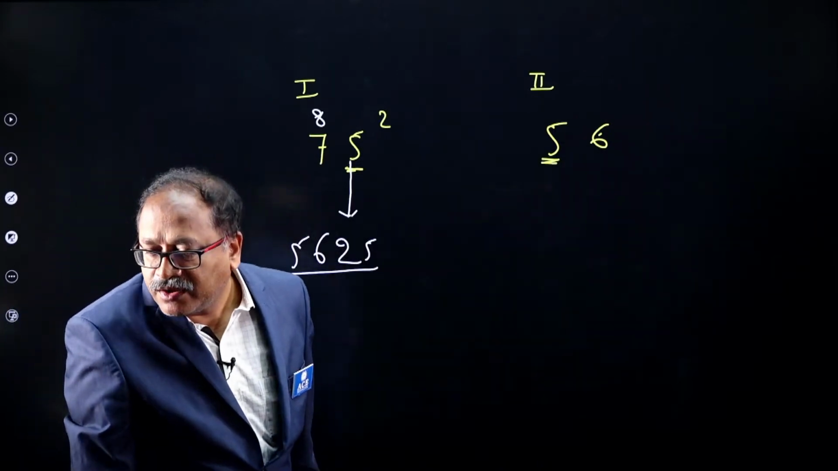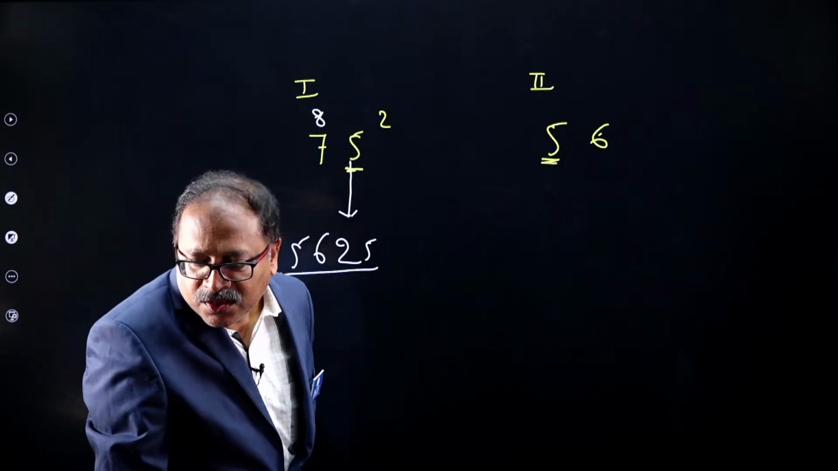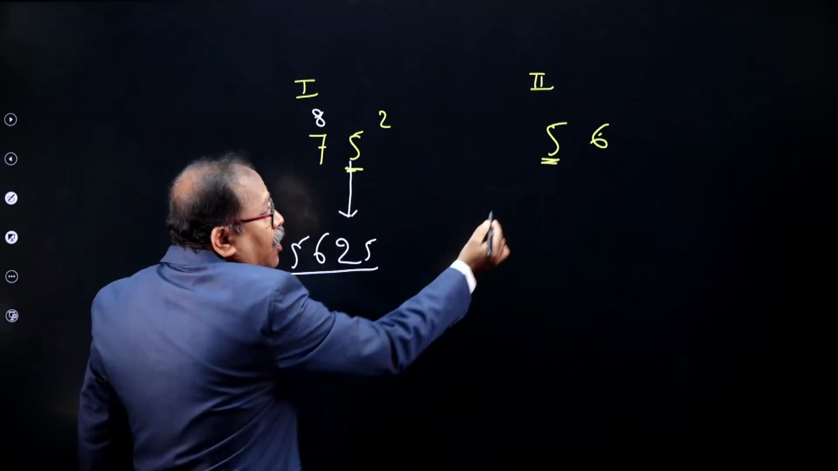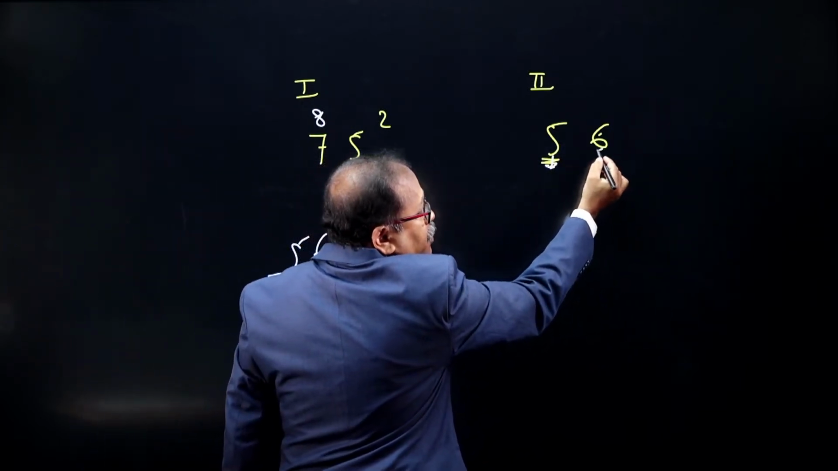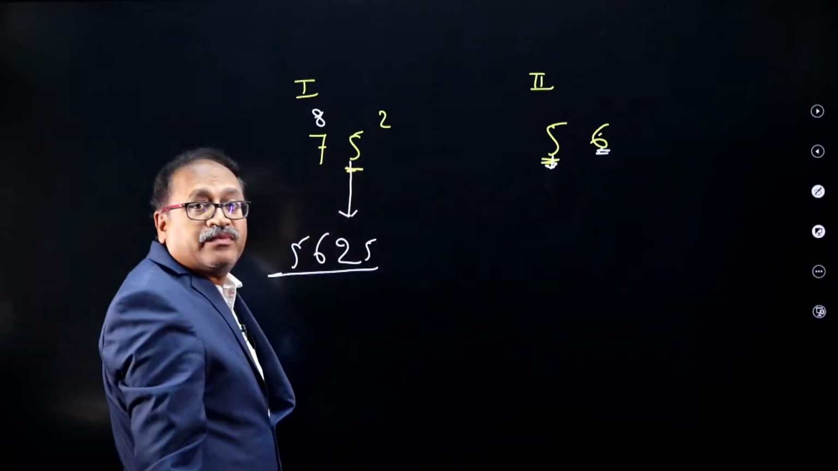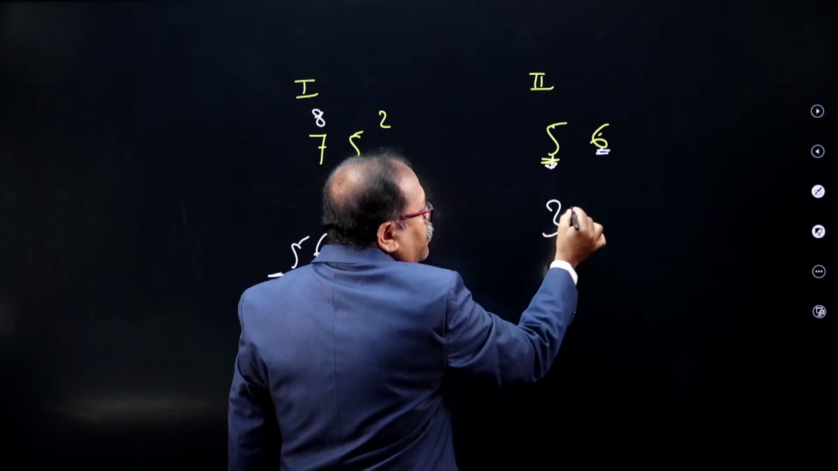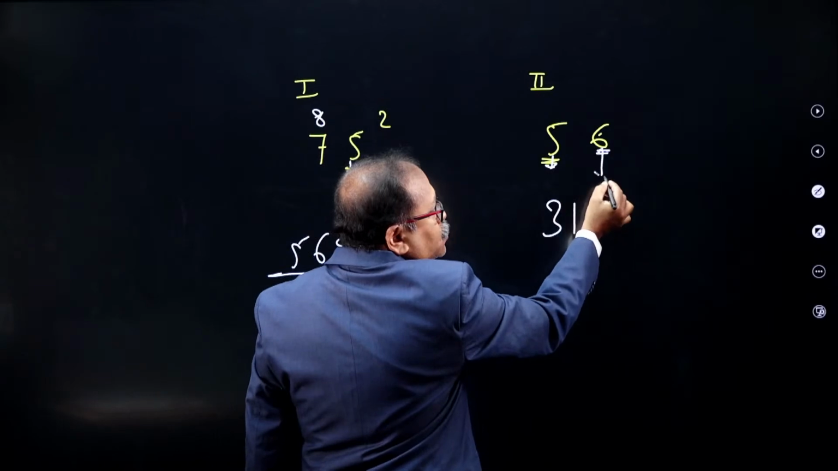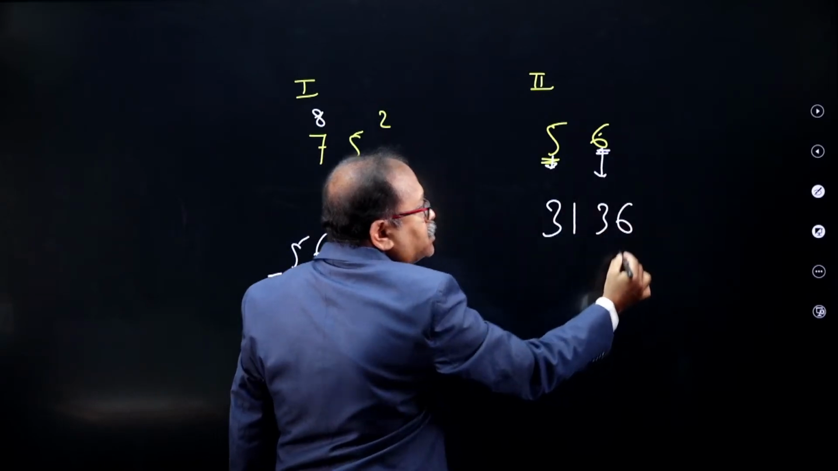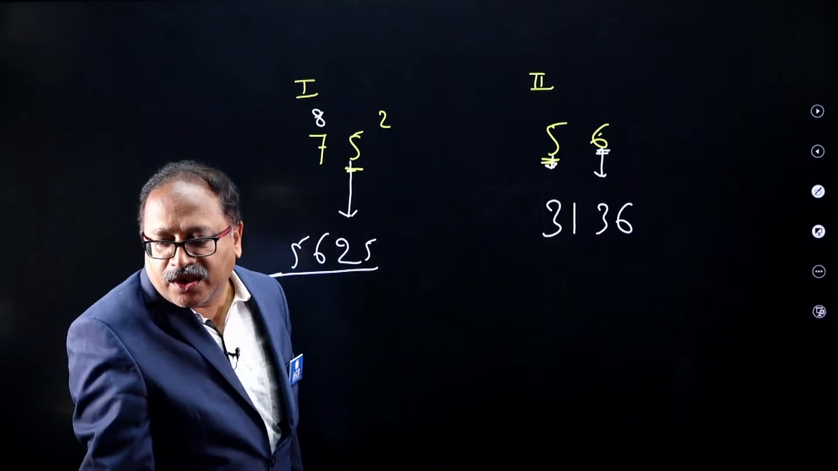What about the second one? 31, 36, is it? What do you do over here? You take the 25 over here, 25 plus 6, how much? 31. So you take 31 here, followed by 6 square, which is 36. Let's see, Sai did the same thing. 31, 36. Sai, you are right.